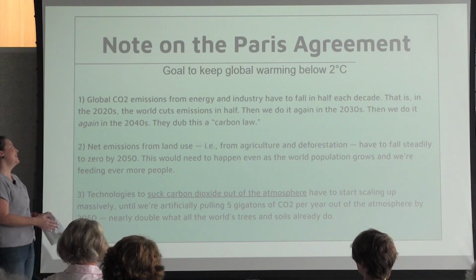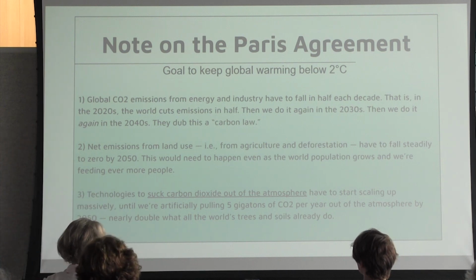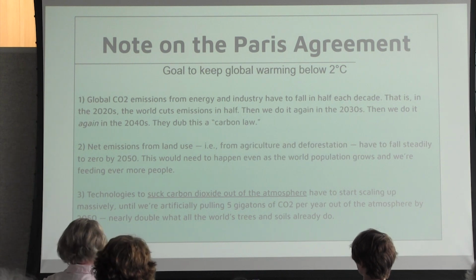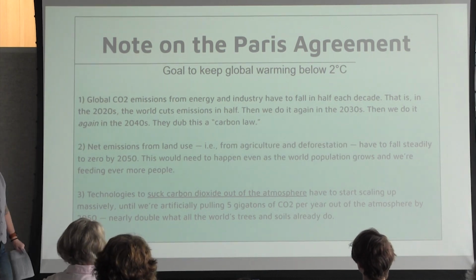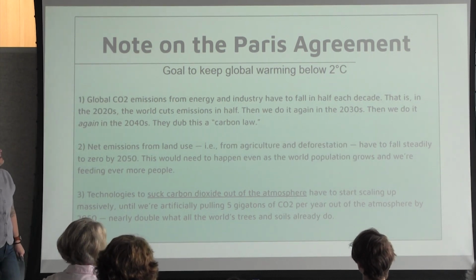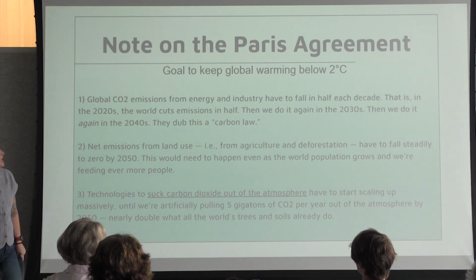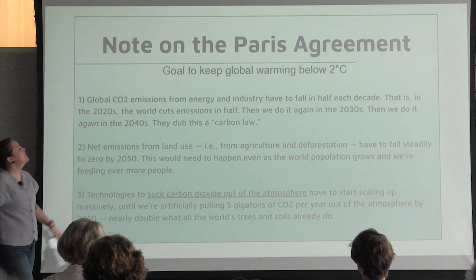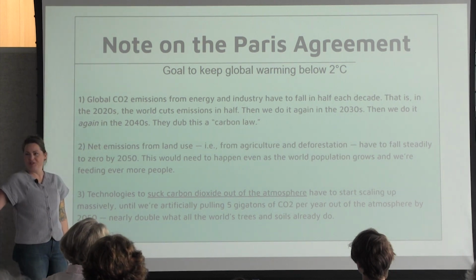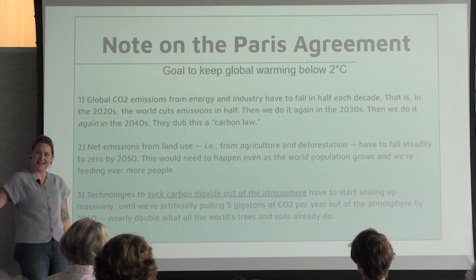Basically what they did is they broke down the Paris Agreement and put numbers behind it. A bunch of scientists were like, okay, you threw out a bunch of wish list stuff. Now what will it actually take for us to hit these, right? Okay, first one. Global CO2 emissions from energy and industry have to fall in half each decade. That is, in the 2020s, the world cuts emissions by half. We sure did not do that. We went up in this last decade.